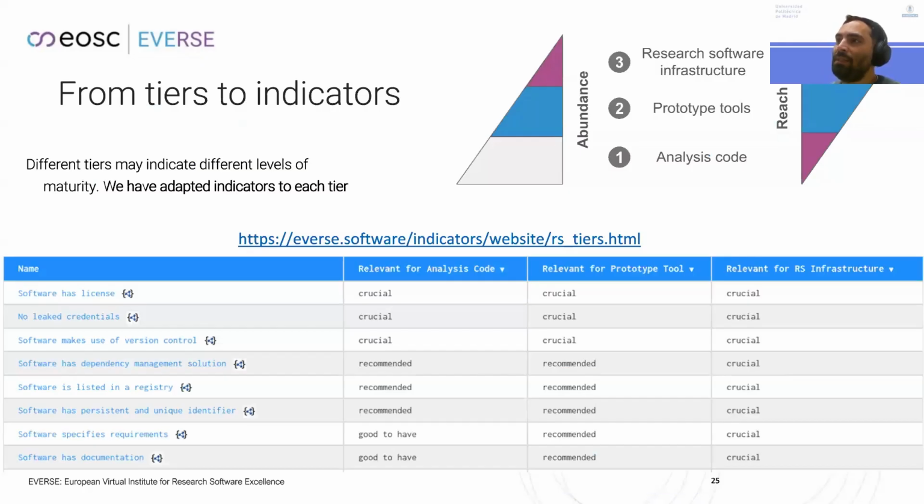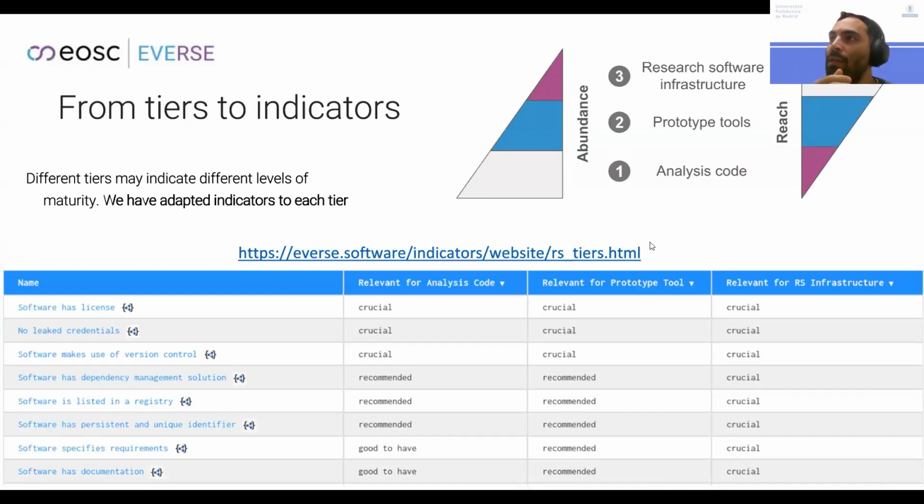Another thing that we have done, because there are several clusters included as part of the project, is that each of these communities has different requirements for the different maturity levels of the research software. Fotis was referring to analysis code. There are 3 different levels: analysis code, prototype tools, and research software infrastructure, and each of them may have different requirements according to these communities, right? So what we have attempted to do is also start categorizing how important each of these indicators is for each of the maturity levels of the research software. Next slide, please.